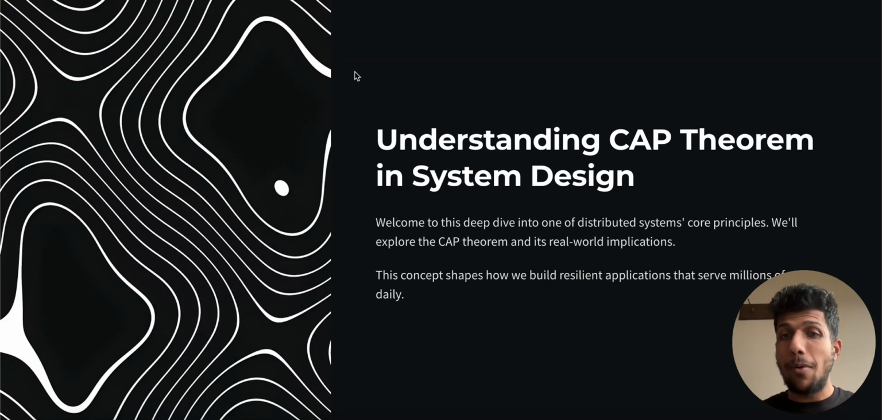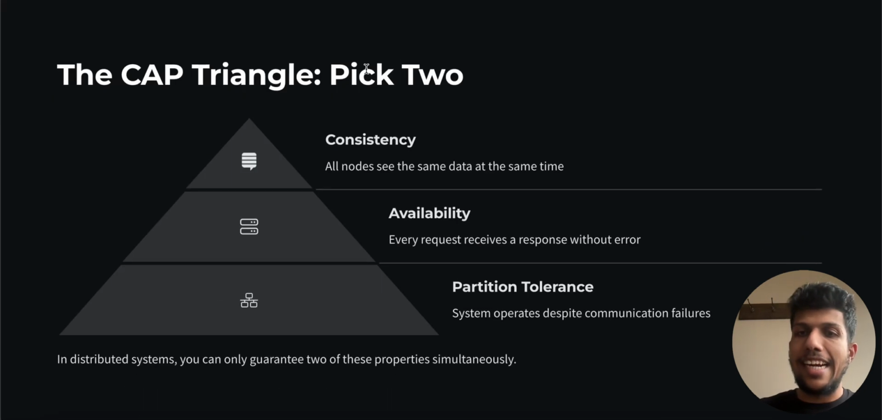CAP theorem is a very important theorem in system design, and you need to be able to justify what specific things you are choosing. CAP stands for consistency, availability, and partition tolerance. It is important in distributed systems, and it is one of the core features of distributed systems. So we'll get an idea of it.